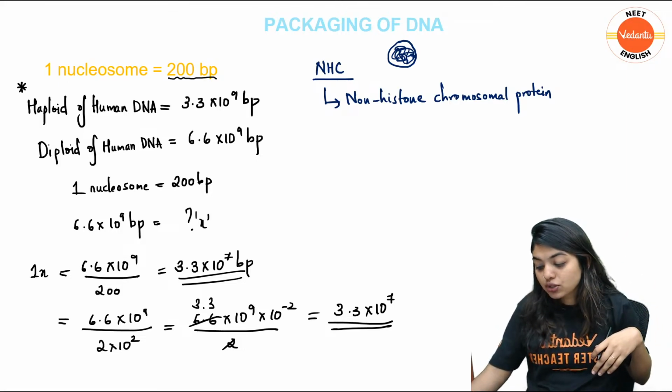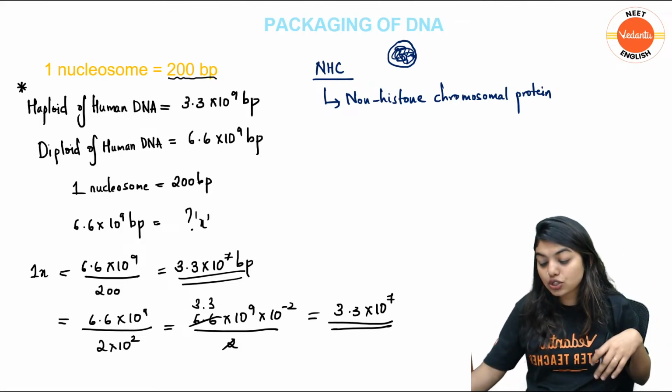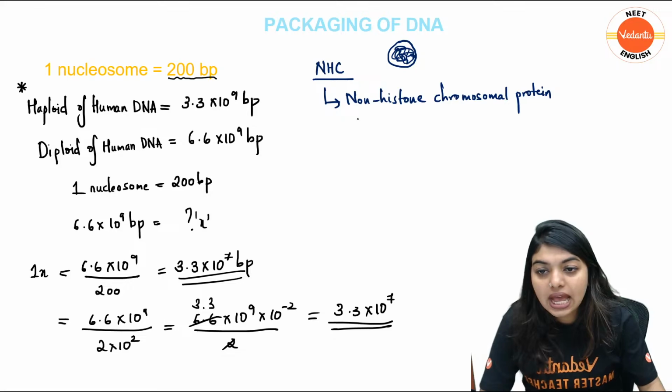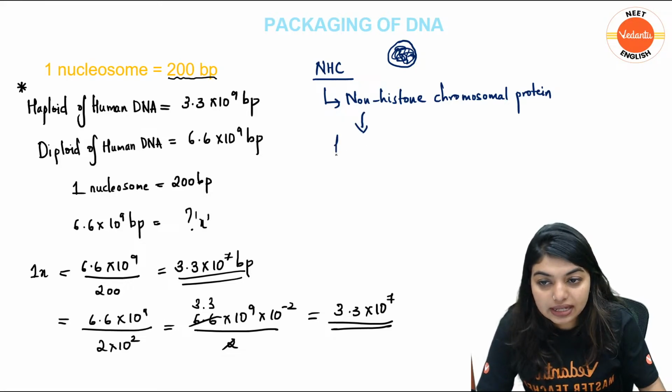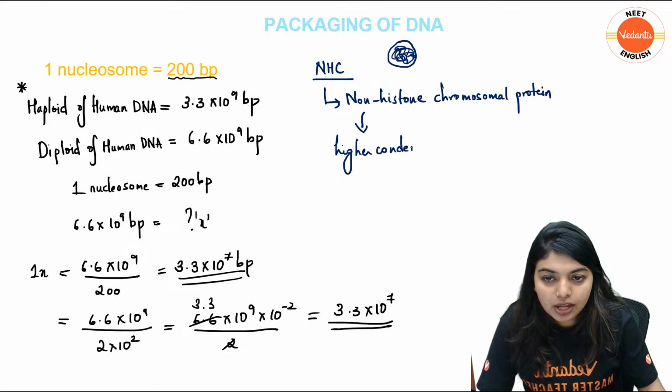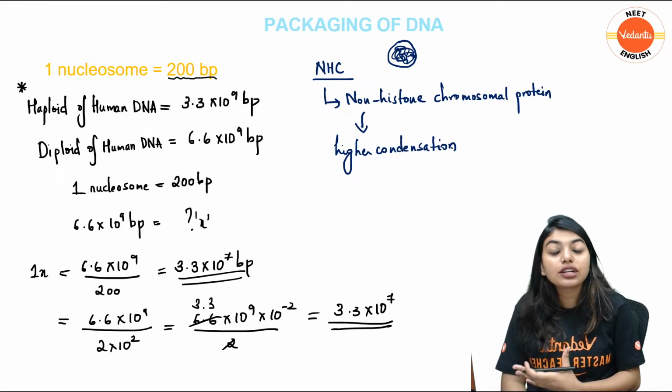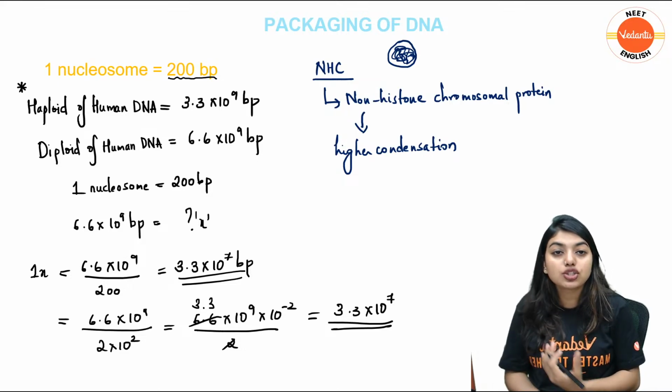Yes or no? Now students, you should understand that these non-histone chromosomal proteins are going to help when there is a higher requirement, that means when higher condensation should happen. For higher condensation, histone proteins will not be enough. That time we will use non-histone chromosomal proteins.